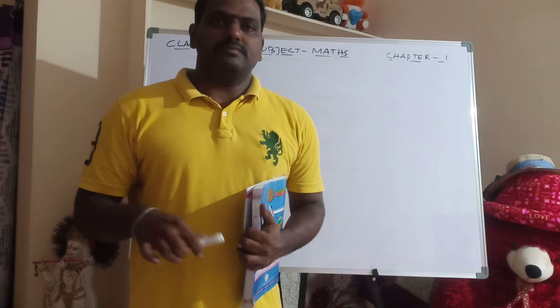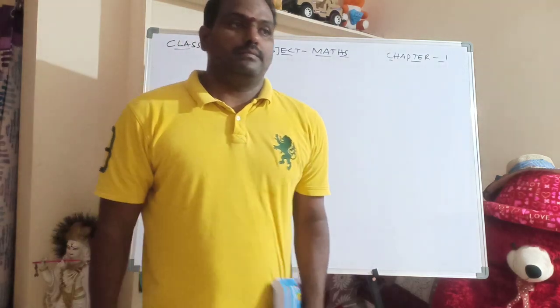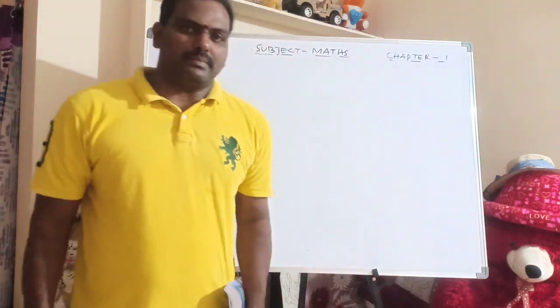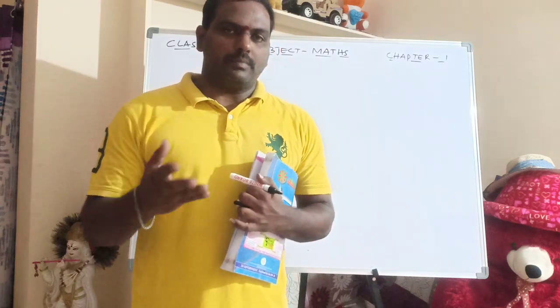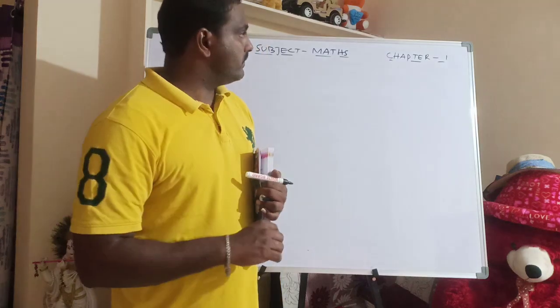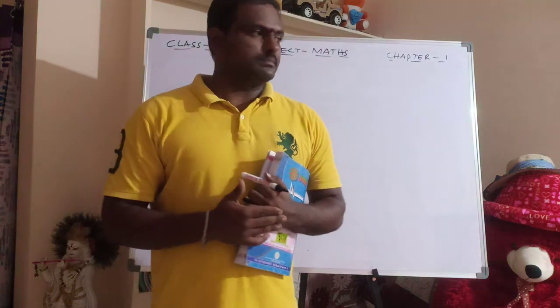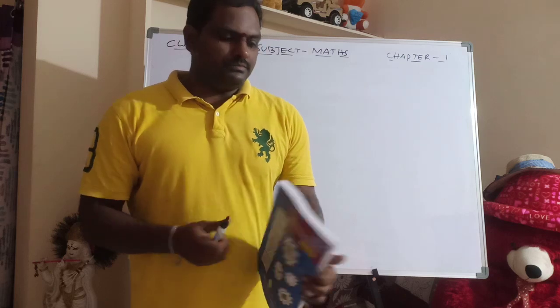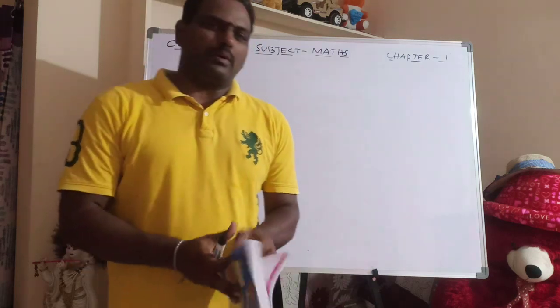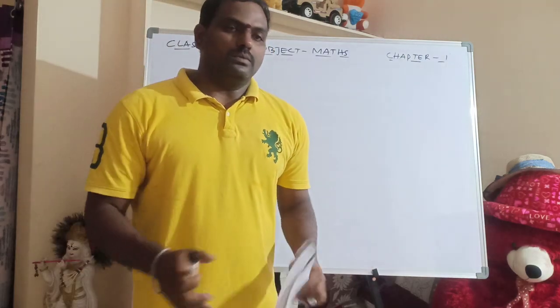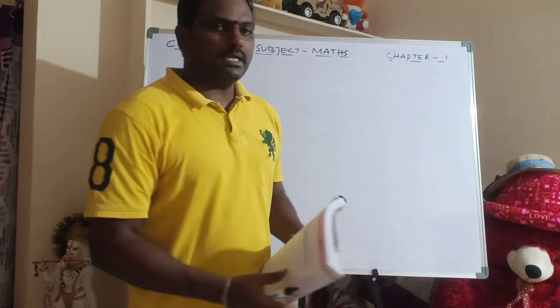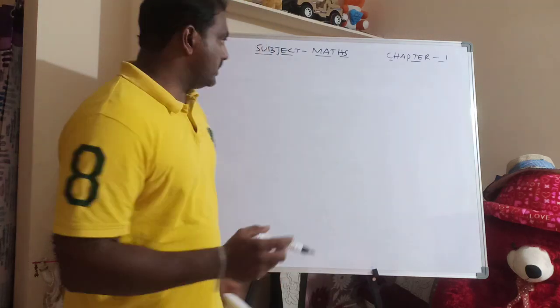So in the previous classes, what have we learned? We have learned the properties of rational numbers: closure property, commutative property, associative property, and distribution of multiplication over addition and subtraction. Now we'll come to the applications of all the properties. So we'll go straight into exercise 1.1.